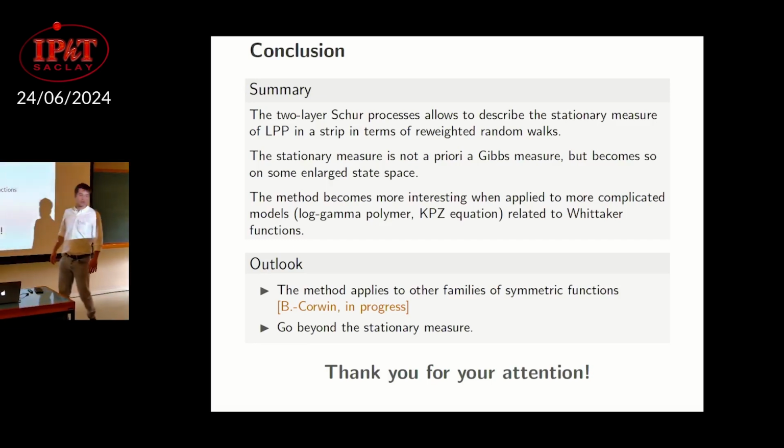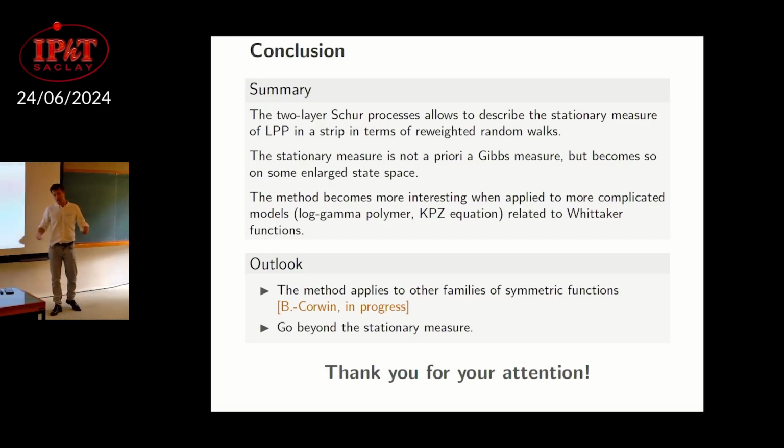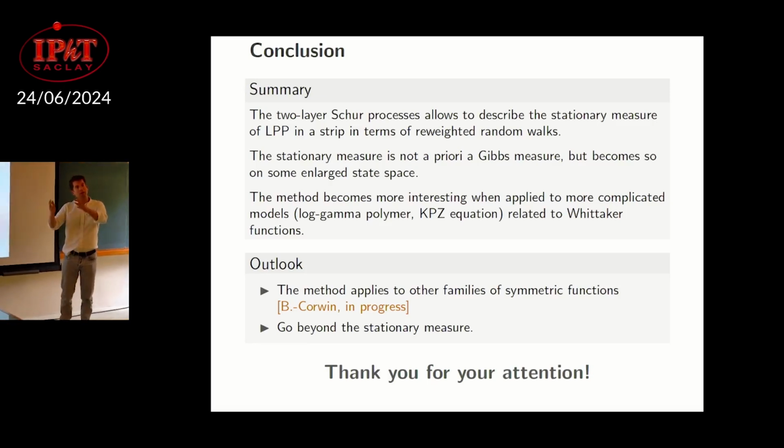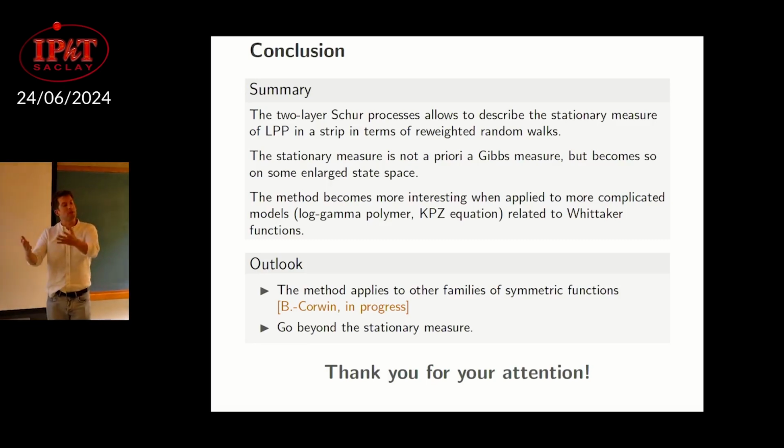So we have seen that I defined this two-layer Schur process, which is a probability measure on sequences of signatures, and the probability is a product of Schur functions, and I just stated the fact that this measure, the two-layer Schur process, allows to describe the stationary measure of integrable probabilistic models between two boundaries in terms of reweighting random walks.